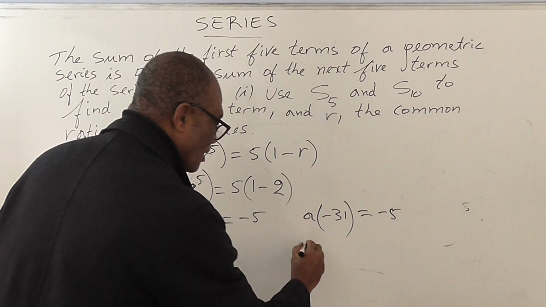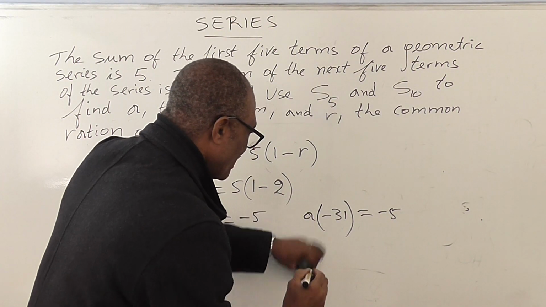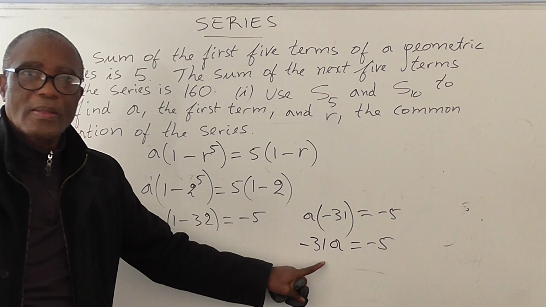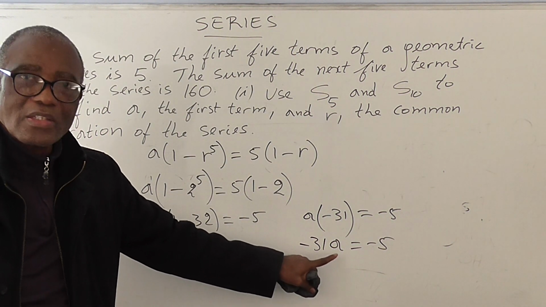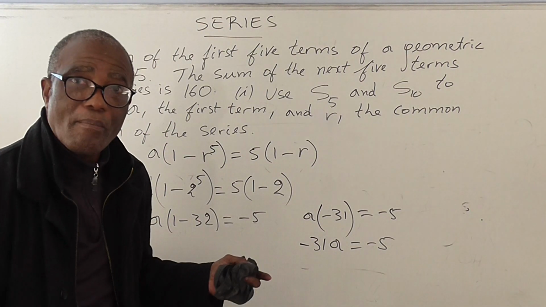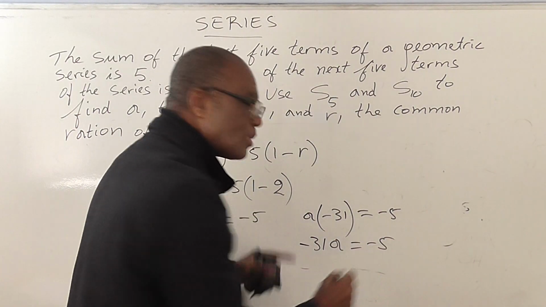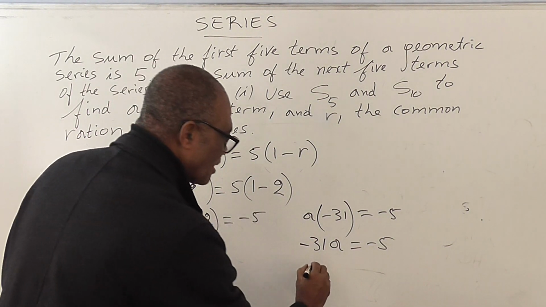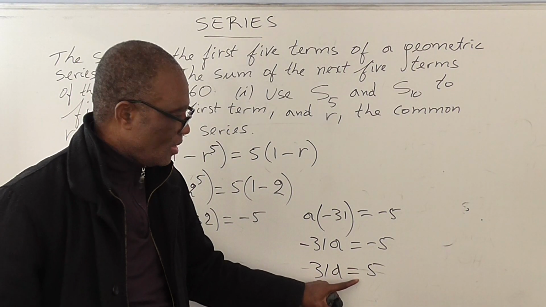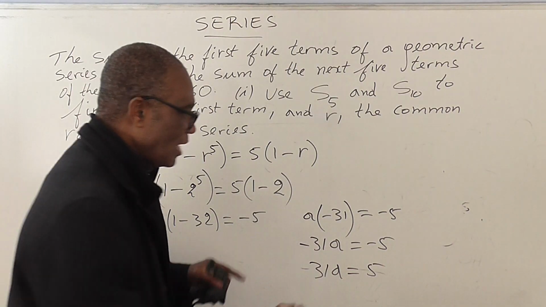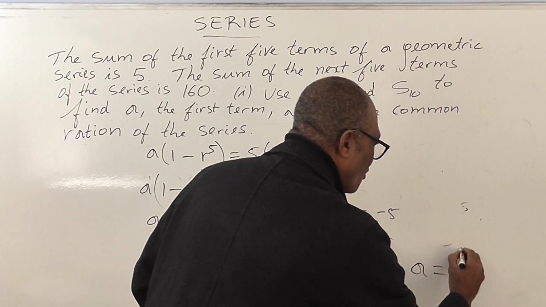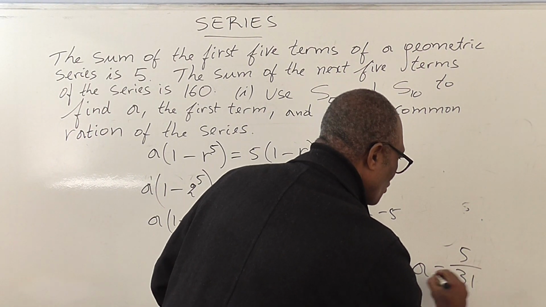Okay, from there I write A, so I write minus 31. A is equal to minus 5. What that means? That means if you change the sign both sides, we are going to have what? We get 31 A is equal to 5. That means A is equal to what? A is equal to 5 divided by 31.